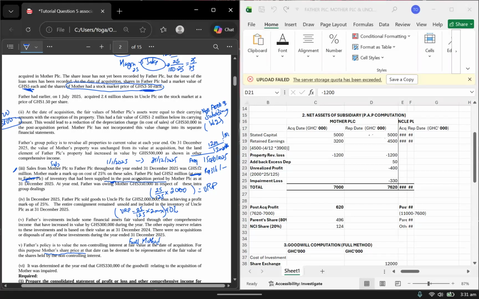Okay, so Father had 2 million of inventory that had been supplied in the post-acquisition period. So they are saying that out of that 12 million, some supplies were made in the post-acquisition period, and Father is still holding 2 million in his books. So you have to calculate the unrealized profit on this 2 million. Because the percentage was given as markup, we convert it to margin. So we use 25 over 125.